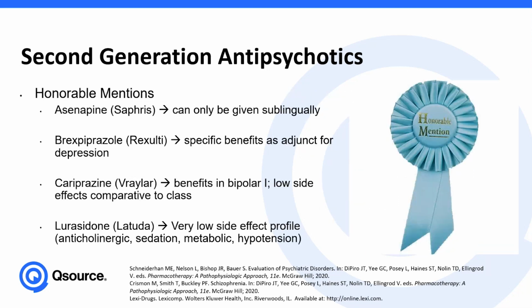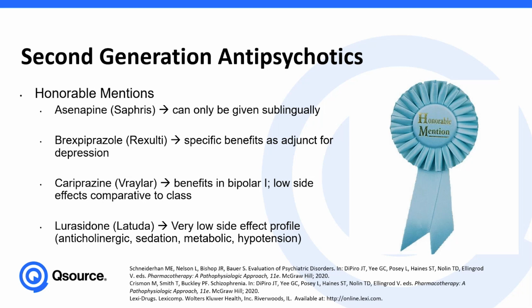There are some newer medications that are in and out of use: Saphris, Rexulti, Vraylar, and Latuda. They tend to be used as a second or third line, just because they're still brand names and so are still on the more expensive side. But they do have some niche use. Vraylar, for example, has a low side effect profile and a lot of benefit in bipolar disorder, especially bipolar 1. And Latuda also has a low side effect profile.